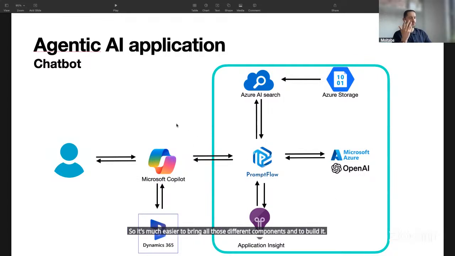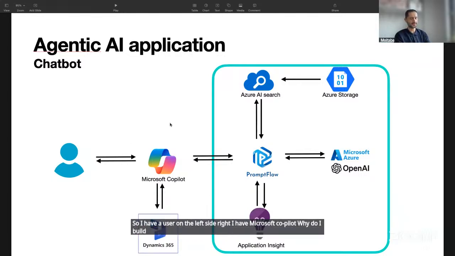So I just brought a simple picture of how one could build a chatbot in Azure. I have a user on the left side, right? I have a Microsoft Copilot. Why do I add a Microsoft Copilot? It's optional. You can exclude it, but it's important because you can put some business logic there.